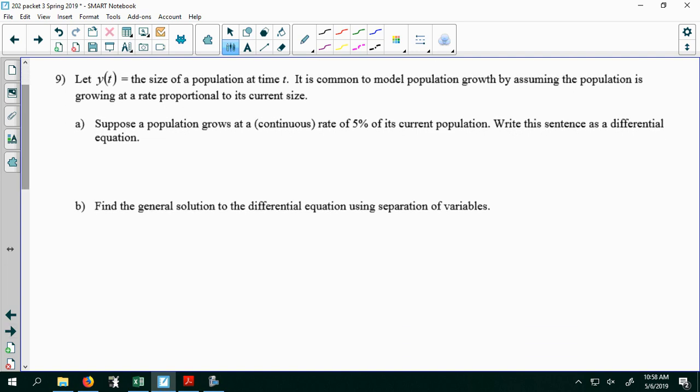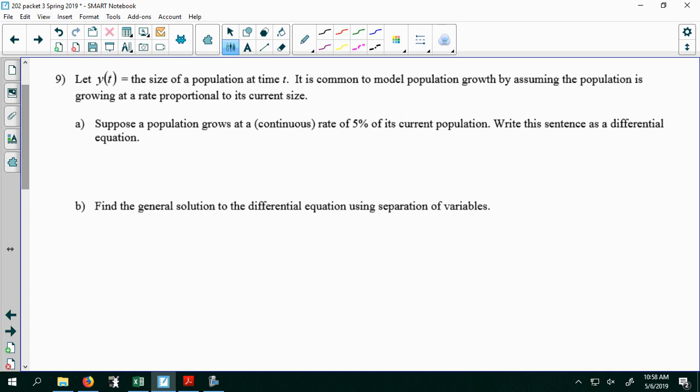So we're going to let y of t be the size of a population at time t. It is common to model population growth by assuming that the population is growing at a rate proportional to its current size. So as the population gets bigger, the population growth rate gets faster, right? Because there's more interactions between the members of the population, so they reproduce faster.